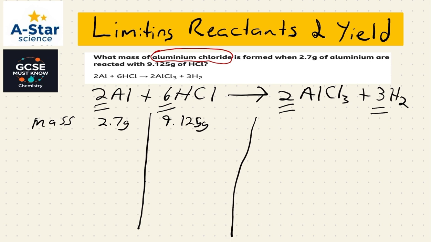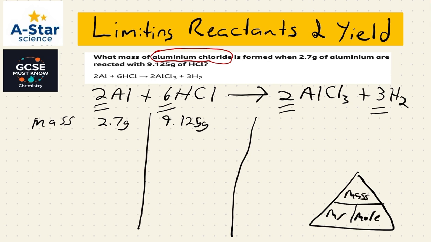We then need to work out the moles present. Of course, to do moles, again, let's remind ourselves, Mr. Mole mass. We need the mass, which we already have, and we need the MR. So the MR of aluminum is 27, and the MR of hydrochloric acid, well, 1 for hydrogen, that's how much it is on the periodic table for its mass, plus 35.5 for chlorine. That's 36.5 for its MR.